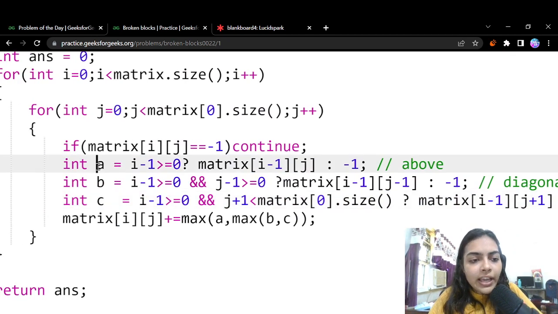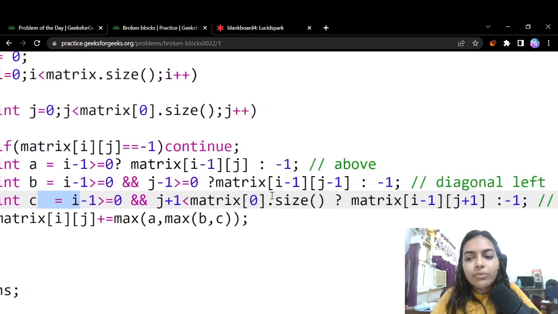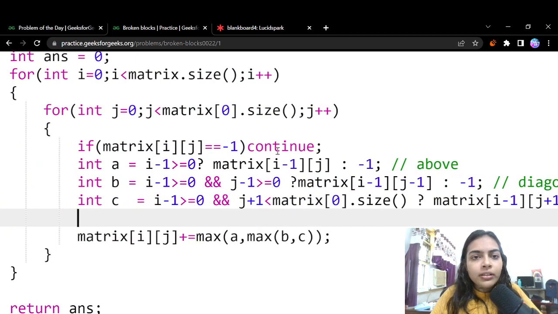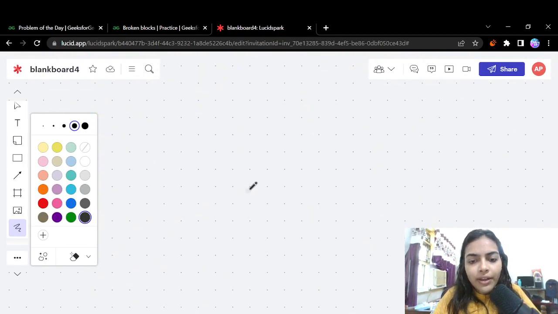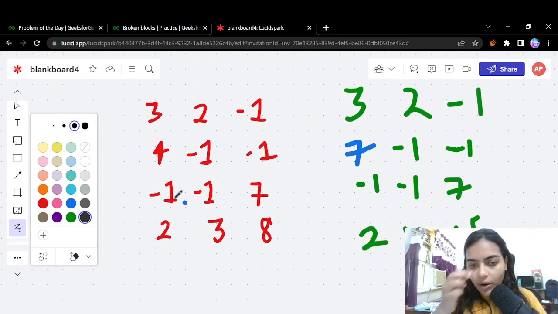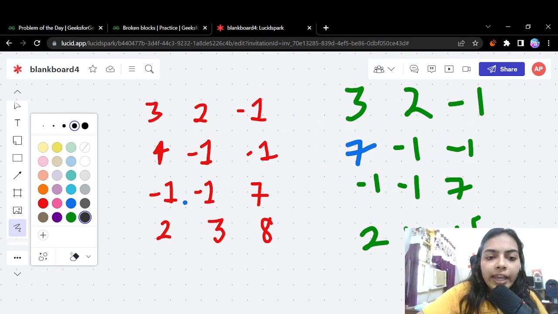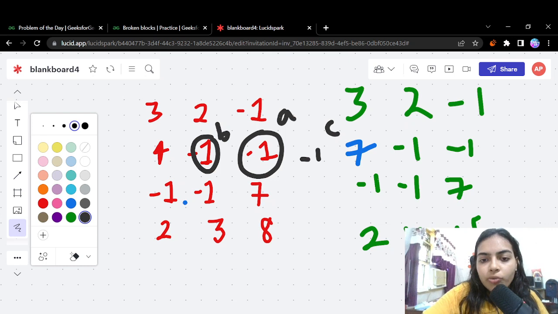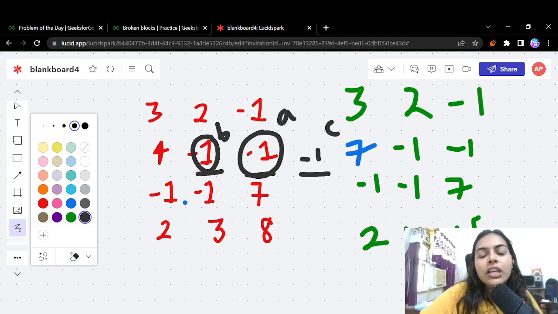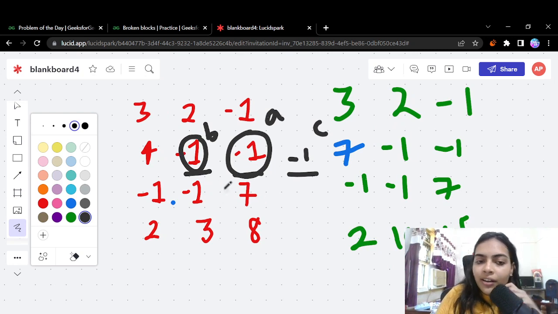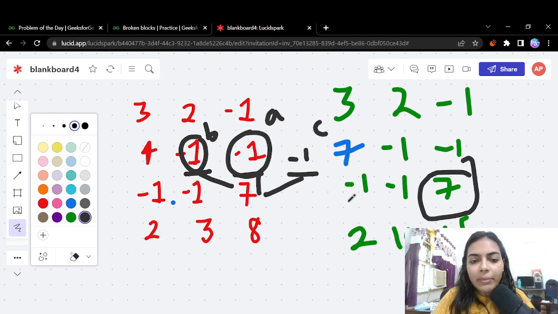Now if my a, b and c, all of them are minus 1, then in that case, see what is happening. As we checked in the last case, for this box, a will be this cell, b will be this cell, c will be this cell. C is also out of bound, c will be minus 1. A, b and c, all the three will be minus 1, right? If all the three are minus 1, then you have nothing to add to this answer. 7 will remain as 7, okay?